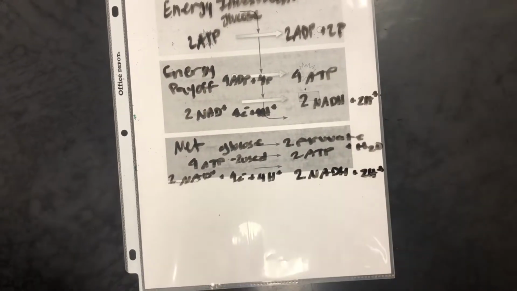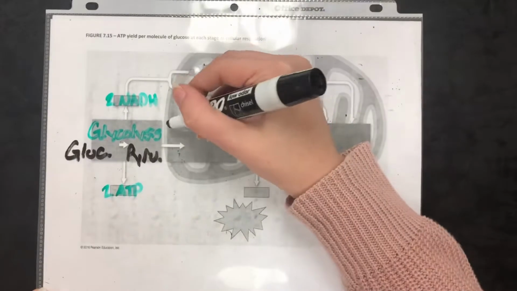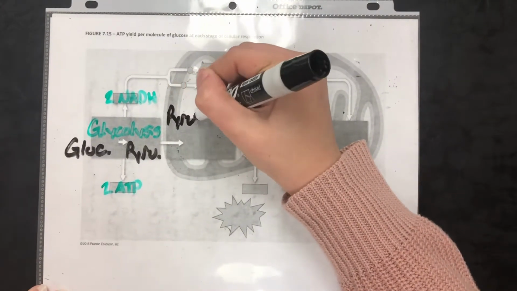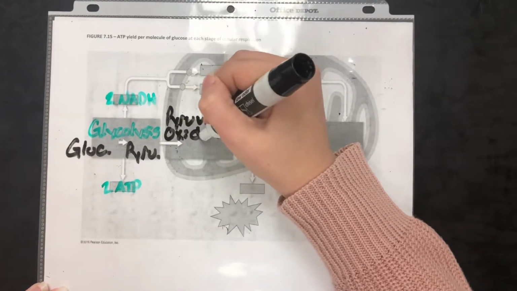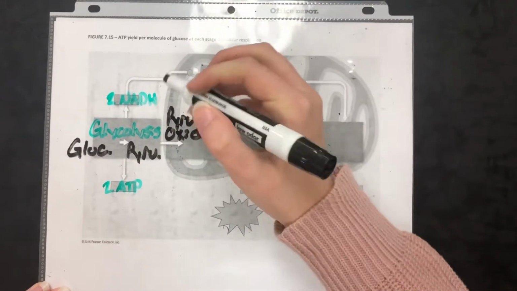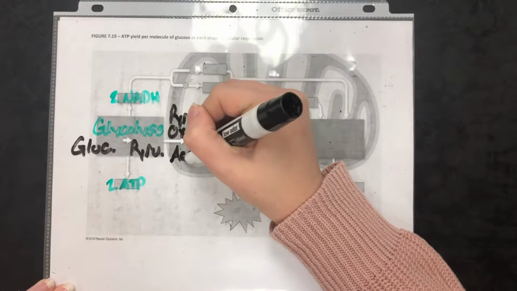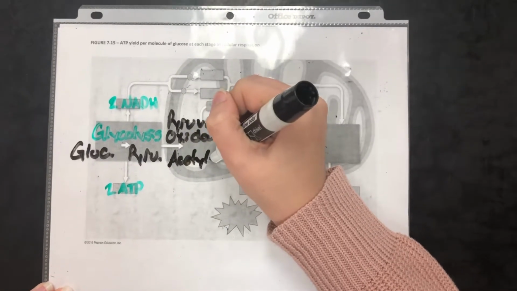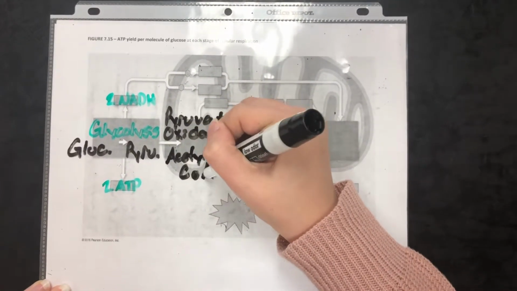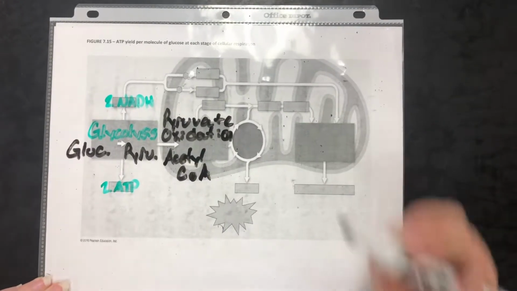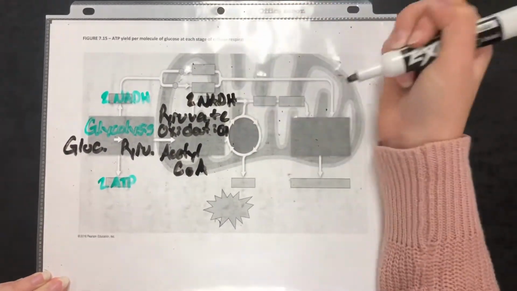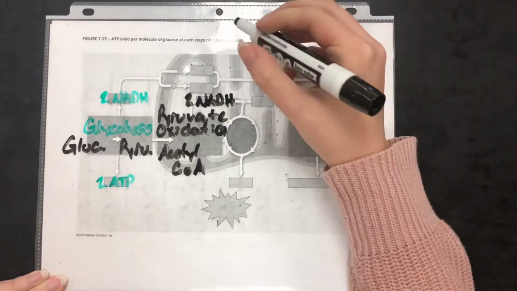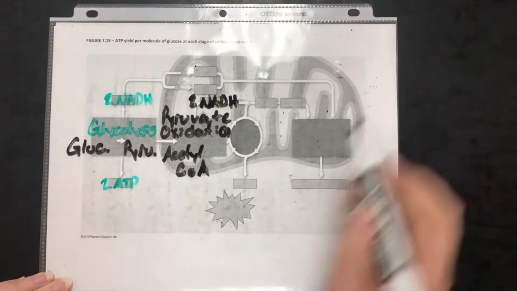Pyruvate oxidation follows glycolysis as the pyruvate produced enters the mitochondrion in the presence of oxygen. Pyruvate oxidation consists of a series of enzymatic reactions that remove the carbon dioxide and form more NADH from NAD+, which produces acetyl coenzyme A, also called acetyl-CoA, necessary in the citric acid cycle.